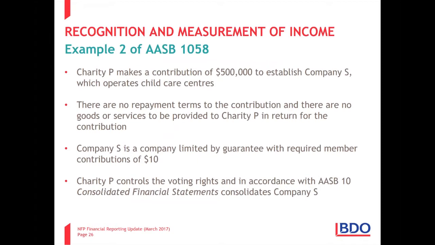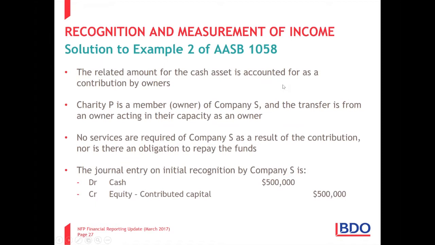Now, I think it's important to look at a few examples to illustrate this. First of all, I'm looking at example 2 from AASB 1058. So let's say a charity makes a contribution of $500,000 to establish Company S, and Company S operates childcare centres. There are no repayment terms to the contribution, and there are no goods or services to be provided to Charity B in return. Now, Company S is a company limited by guarantee.